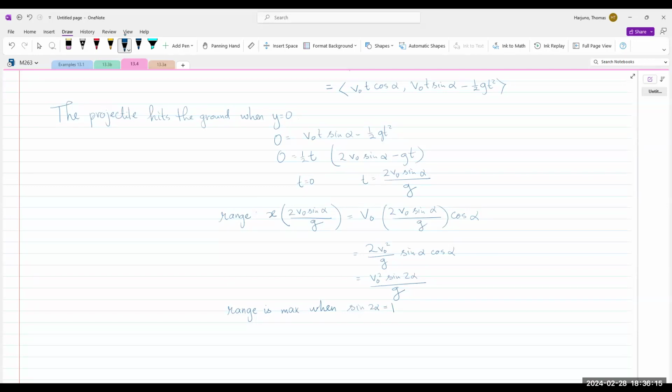But sine 2 alpha equals 1 when 2 alpha is 90 degrees, right? Therefore, when alpha is 45 degrees. In other words, if you throw something from the initial point on the ground, and your initial speed is fixed, then the furthest distance you can go is by throwing it at 45 degrees.